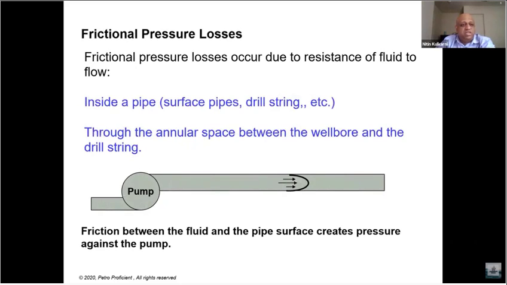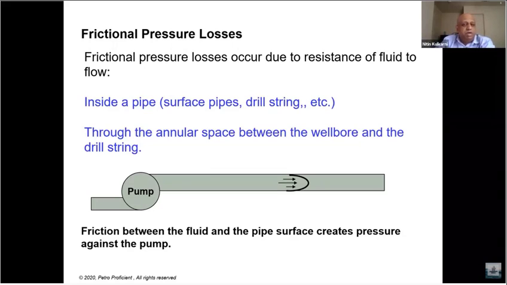Friction pressure loss is pressure loss that occurs due to resistance of the fluid in the flow, for example, inside a pipe, through the annular space between wellbore and drill string, and basically all the way through. Friction between the fluid and the pipe creates pressure against the pump.